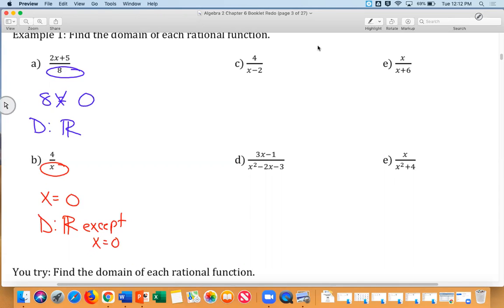All right, and then C, the last one I'll do for you guys, and then I'll let you guys do the next three. X minus two equals zero. So I'm gonna go ahead and add two. Just really trying to show my work for you. X equals two, so my domain would be all reals except X equals two. All right. Why don't you guys try D, E, and F?